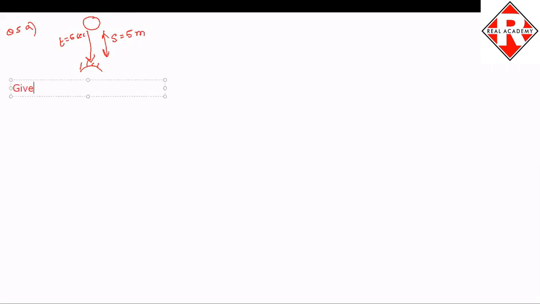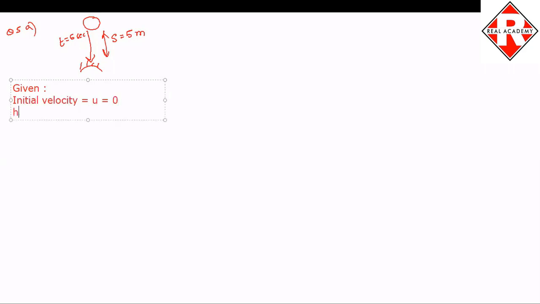So first we will be writing the given part. What is given? Given is initial. Now I know what the initial velocity will be. First of all, it is at a height of 5 meters. You are just releasing the ball. So if you are just releasing the ball, what will be the initial velocity? So initial velocity, that is u, is going to be 0.